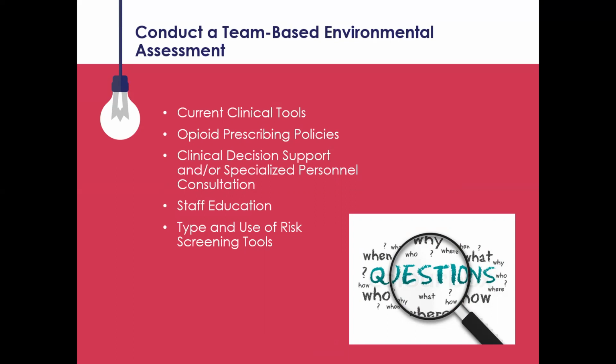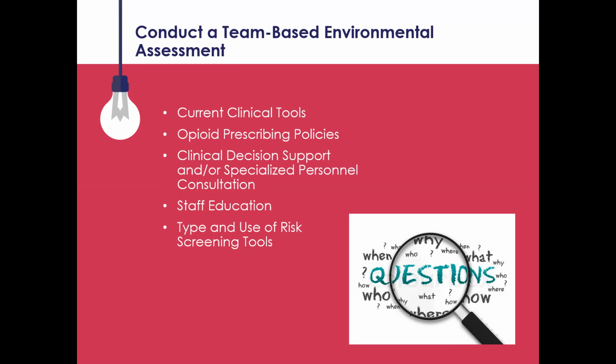So, what does the scan include? Let's talk about the tangibles or things that you might be readily able to get your hands on. Current clinical tools such as order sets, policies and practices related to opioid prescribing through all phases of opioid use. This would include risk screening, ordering, administration, and ongoing monitoring. Any clinical decision support that you have in place or availability of pharmacist or pain management specialist consultation. Do you have computerized orders for opioids, and do they include safety alerts?